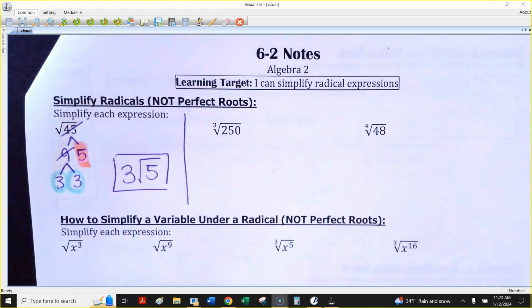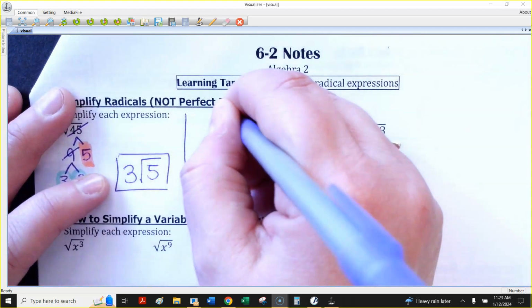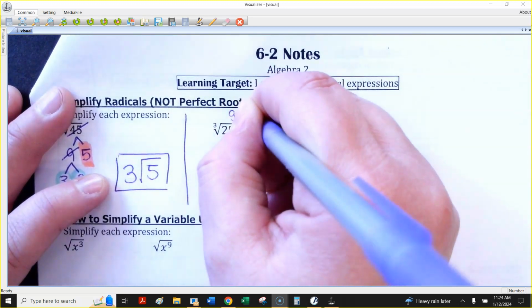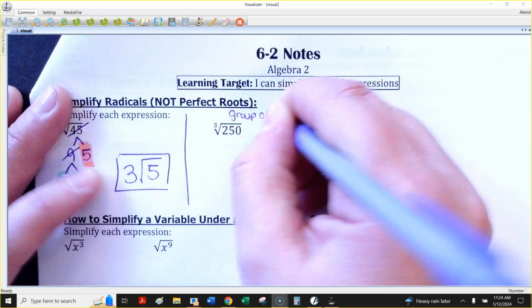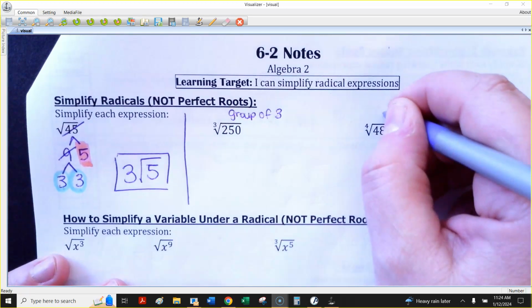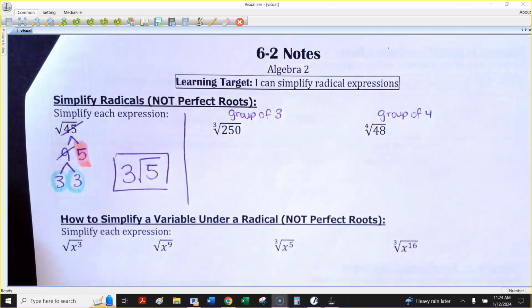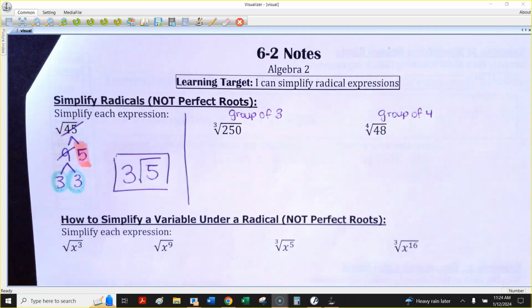So that would simplify to be 3 root 5. Anybody have a question? Okay. Now, that's for square roots. You're working with partners. You guys have done this forever. These ones you probably have not done. If you're working with a cube root, to pull something out, you need a group of 3 of the same number. And I got another one up here. It's a 4th root. We're going to look for a group of 4 of the same number. But you can do the factor tree the same way.